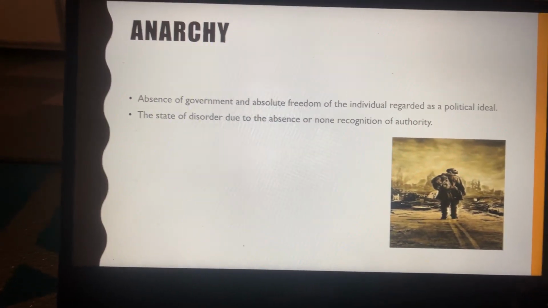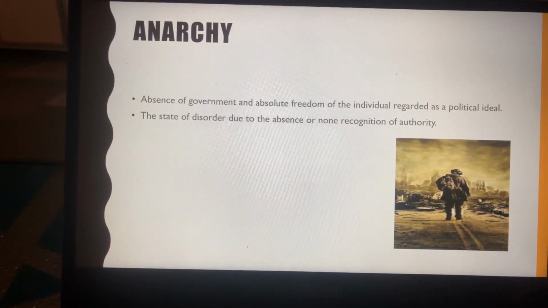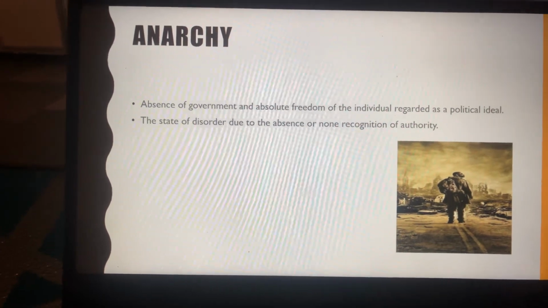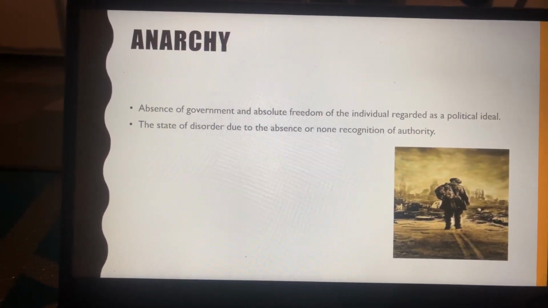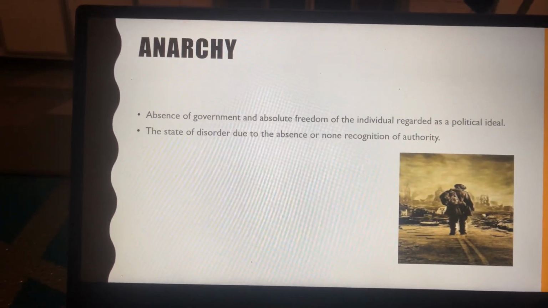And therefore, you have those people that are called anarchists. They don't believe in government. They don't believe in organized laws and rules governing them. So this is my presentation and my PowerPoint.